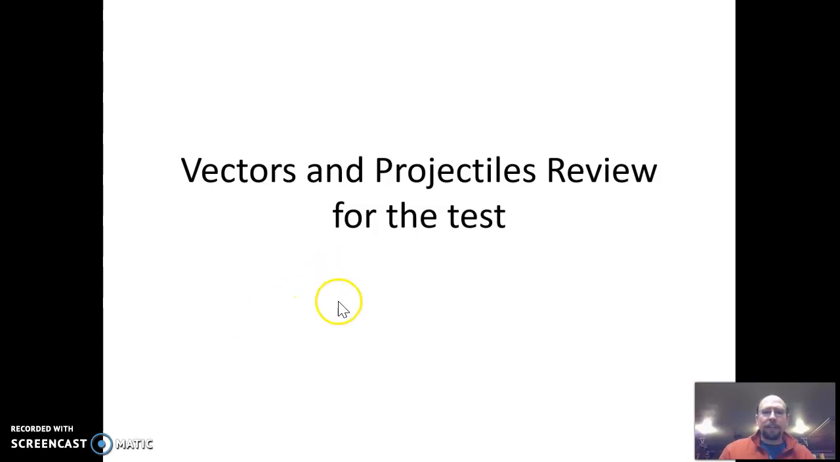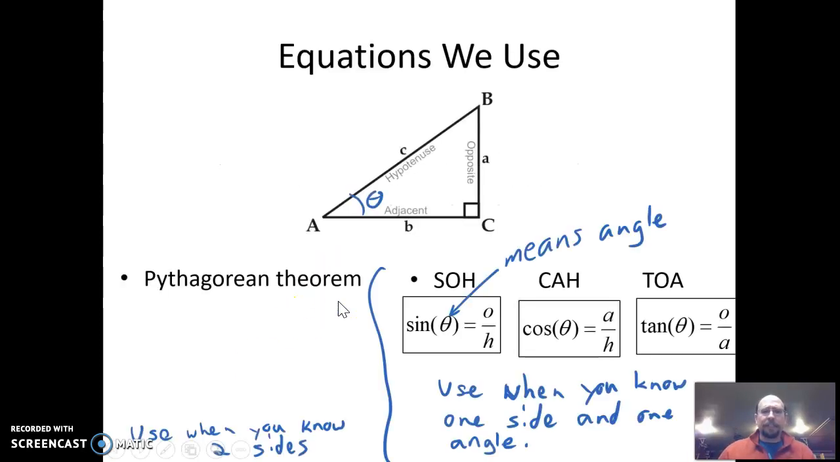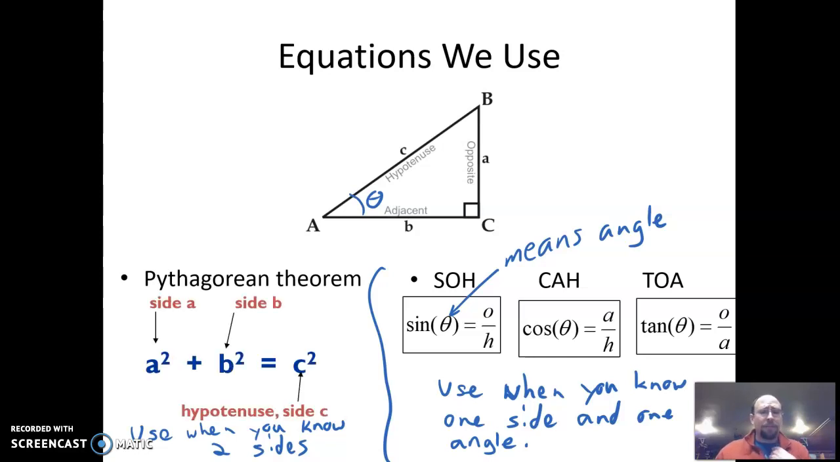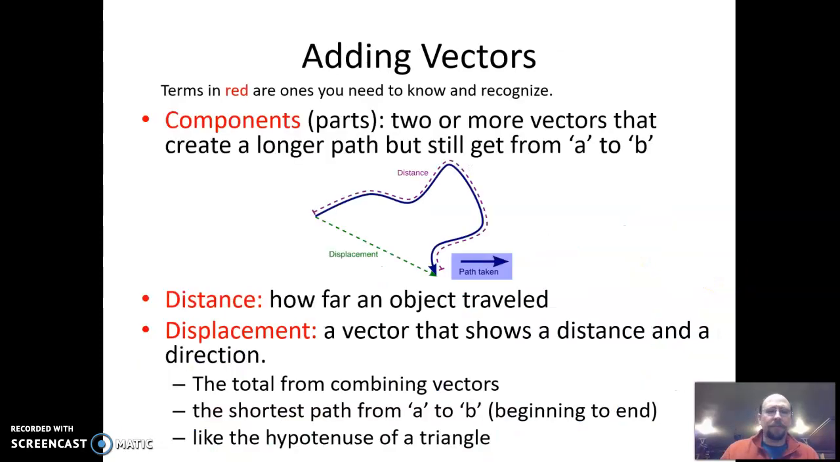When we talk about vectors, projectiles, and things like that, there's some useful equations that we use, especially when we deal with triangles. You'll see that pop up here in just a minute. But we use two things: Pythagorean's theorem, a squared plus b squared equals c squared, and the SOHCAHTOA stuff. You might have seen that before, but we're going to avoid this whole tangent thing. You'll see why. But terms that you need to know: components, distance, displacement.